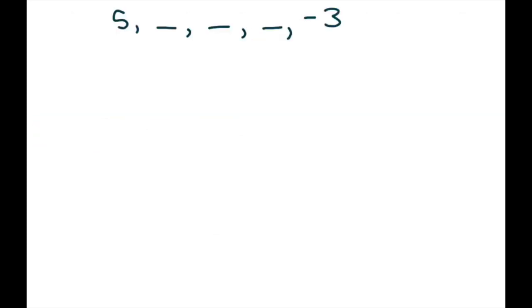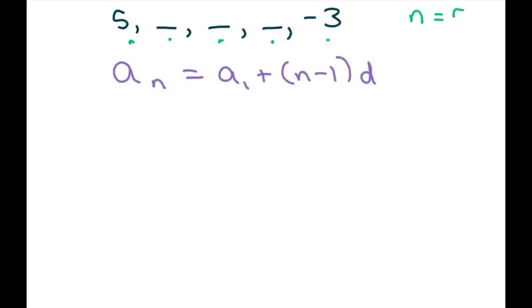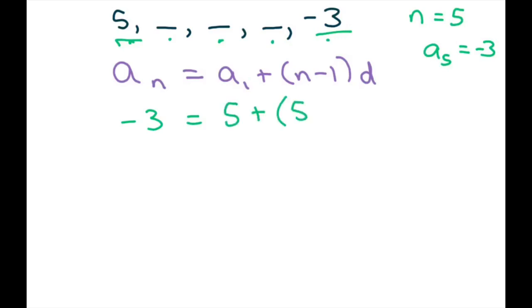So this is the first one, and our formula was a sub n equals your first term plus n minus 1 times d. So let's fill this out. We have 1, 2, 3, 4, 5 terms. So my n equals 5. Now my fifth term is the last term here, which is negative 3. So this is negative 3. My first term is 5, plus the number of terms is 5. So it's going to be 5 minus 1.